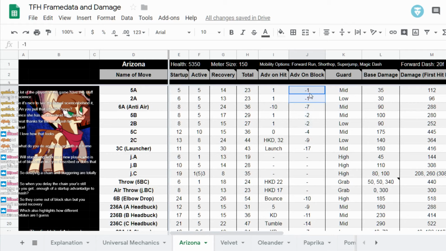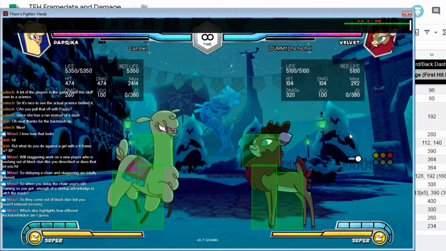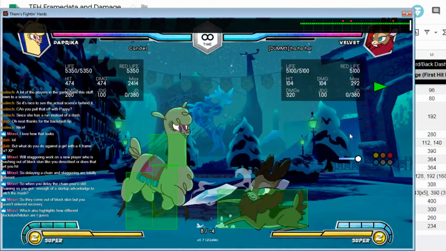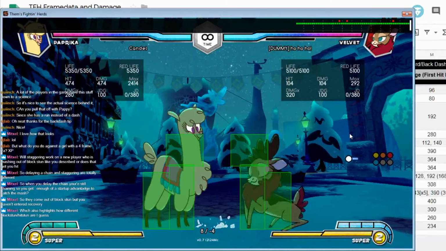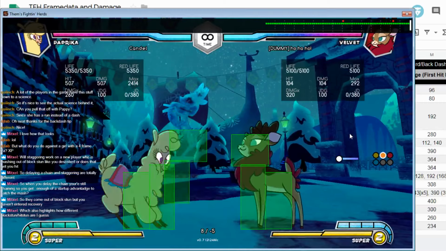This is only if you end your chain. If you're canceling, you might as well be plus. But the problem is that if you cancel, you lose all the stuff behind what you canceled into. So you lose the options of 5A and 2A, which are really good on block, technically, and they're fast. So you lose that option. But you also have the opportunity to leave enough of a gap for them to try to do something, but they're not going to hit you.